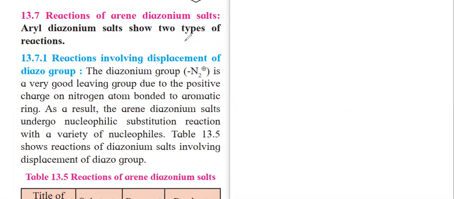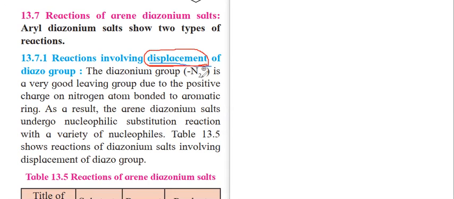We are going to see the reactions of these arene diazonium salts or aromatic diazonium salts. These aryl diazonium salts show two types of reaction. The first one is displacement of the diazo group, meaning whatever diazo group is present will be displaced, it will change its position. The other is one in which there is no displacement, or simply retention of the diazonium group. First of all we will see the displacement of the diazonium group.